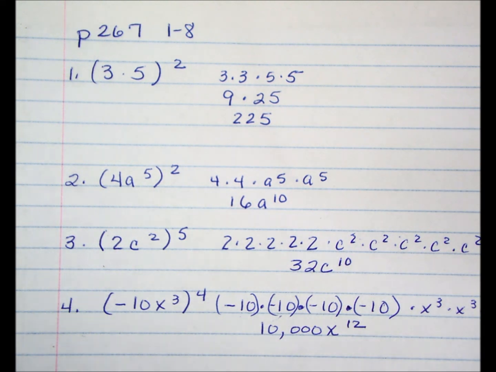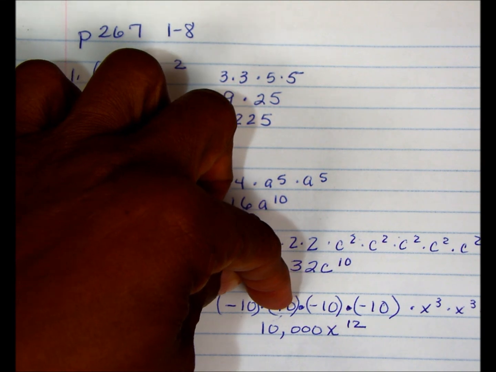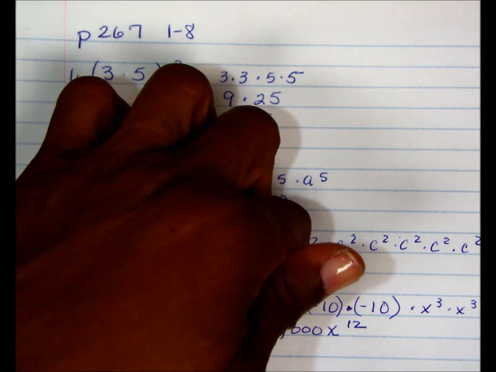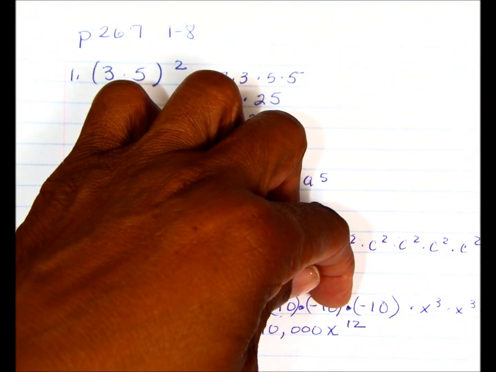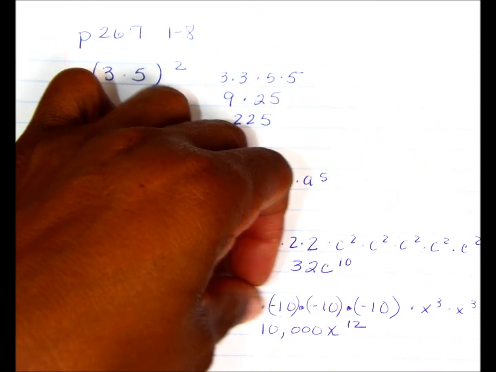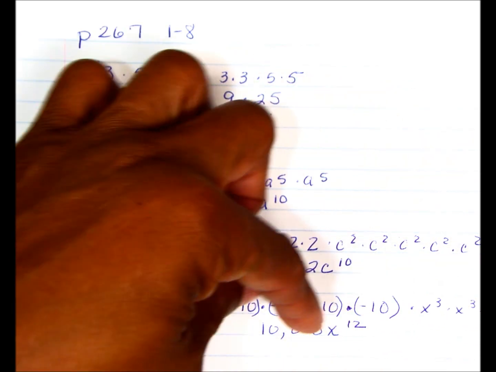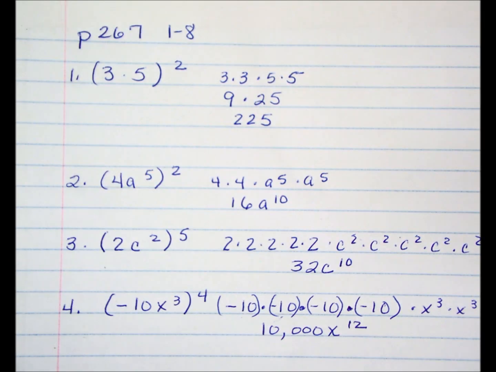And our final example was (negative 10x cubed) to the 4th power. So it was negative 10 times negative 10 times negative 10 times negative 10. And so negative 10 times negative 10 would be 100. And 100 times negative 10 would be negative 1,000. And negative 1,000 times negative 10 would be 10,000. And then 1, 2, 3, 4 times 3 is x to the 12th power.